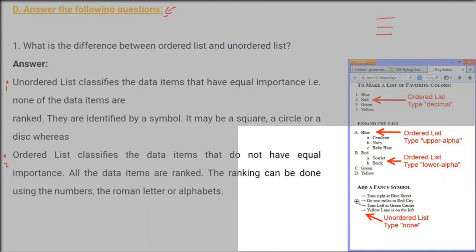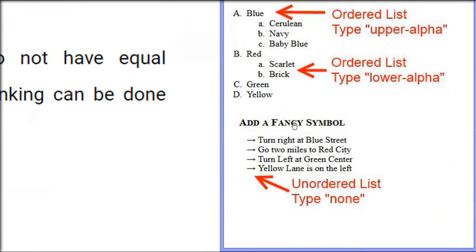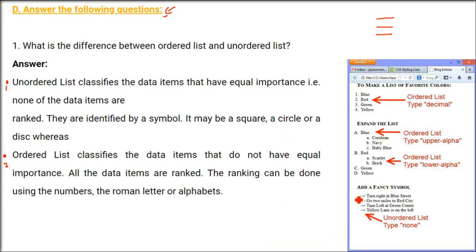They are identified by a certain symbol. For example, here you have certain things written. Don't go into that. Just understand that four lines are written one by one and they have equal importance. They can have an arrow sign. They can have a round sign. They can have a triangle sign. It can have a disc sign in front of it. It can have any sign which is possible in this tag.